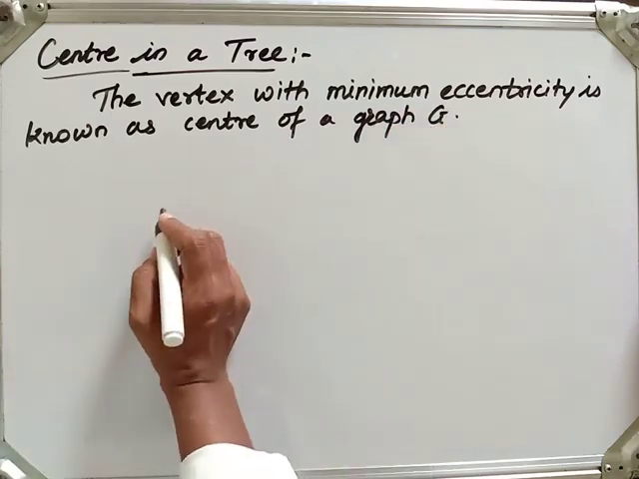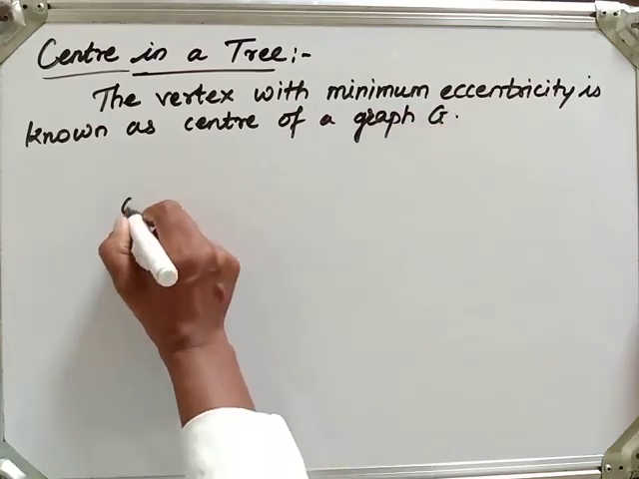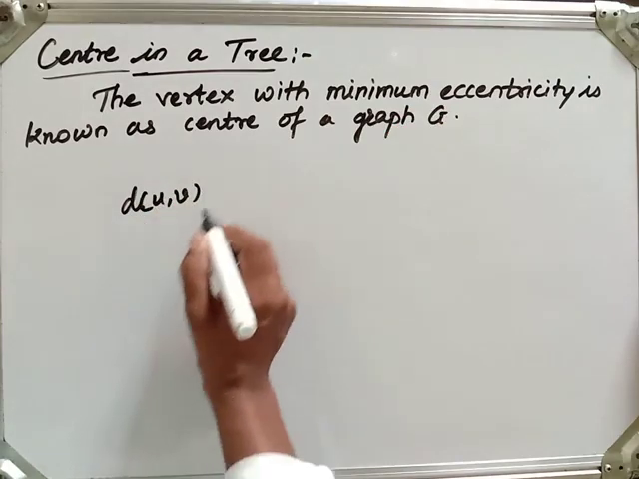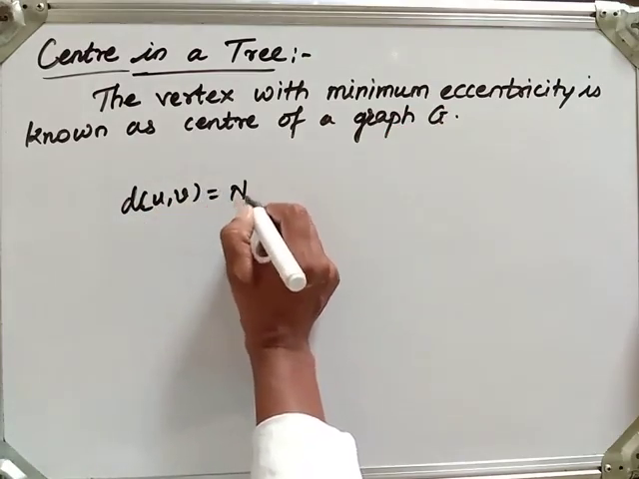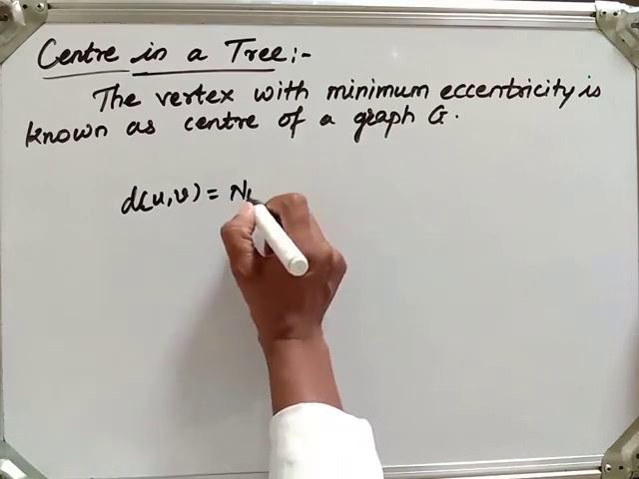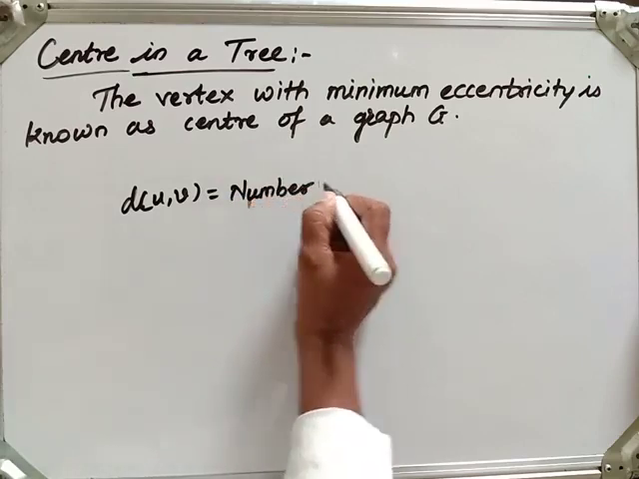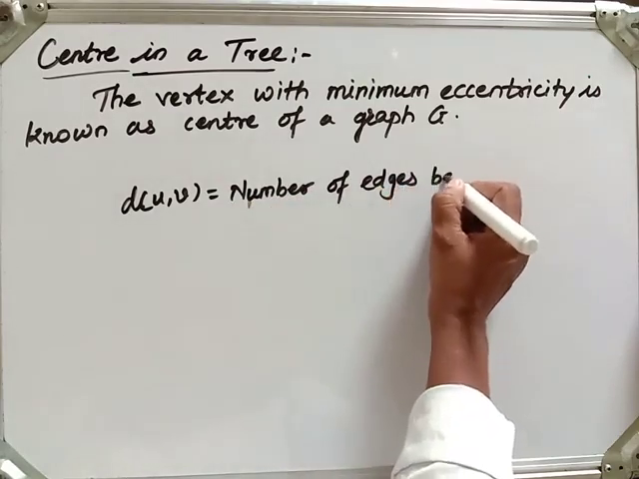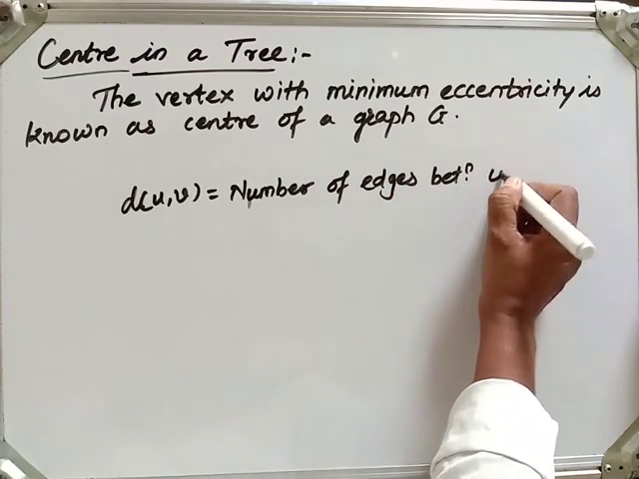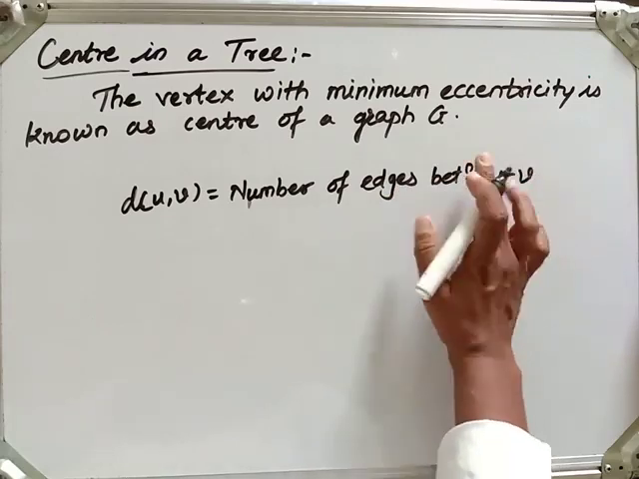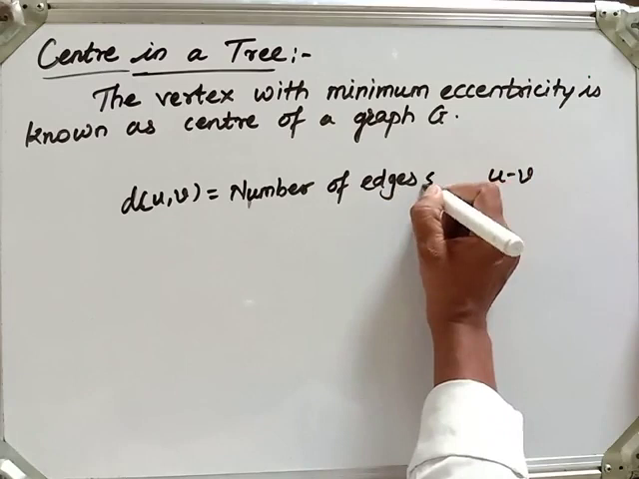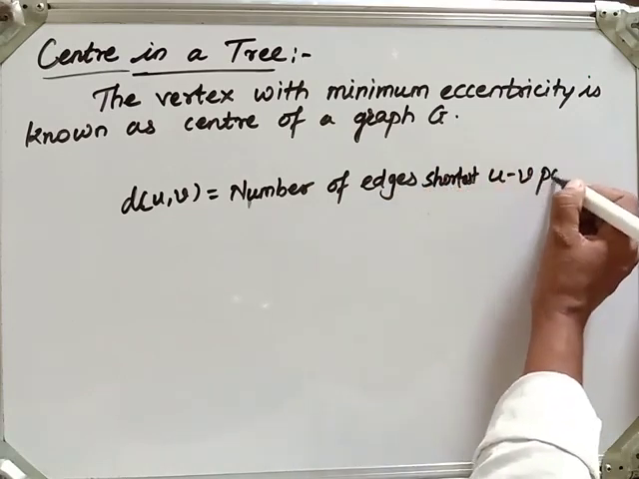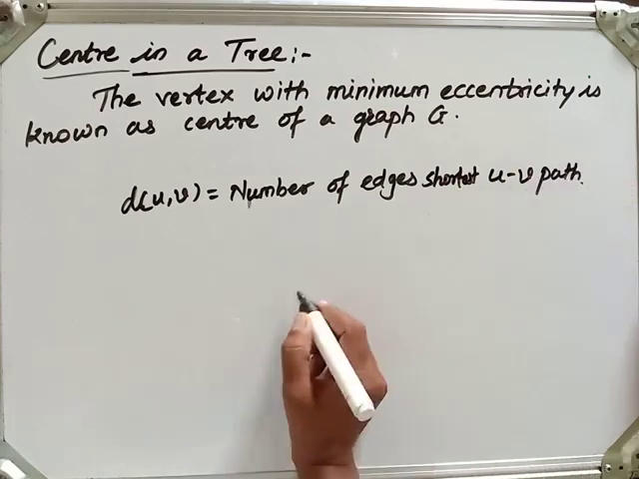Now what is eccentricity? Before eccentricity we need the definition of distance. What is distance between, suppose, the two vertices U and V? It is the number of edges between two vertices, right? Number of edges in a UV path. But which path? That will be the shortest path, the number of edges in the shortest UV path.